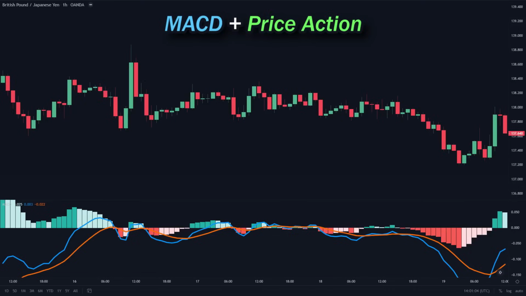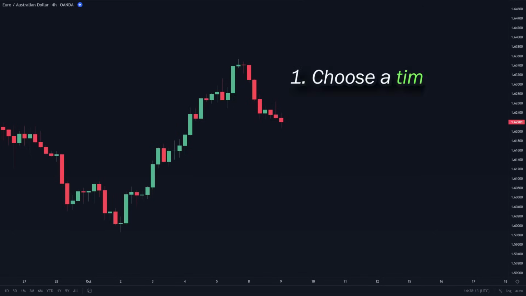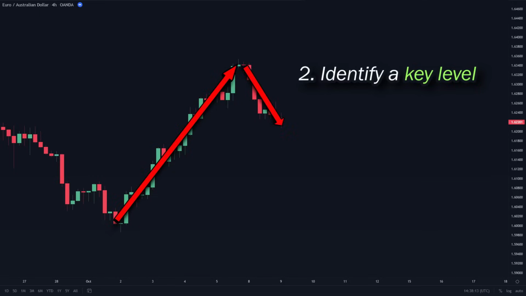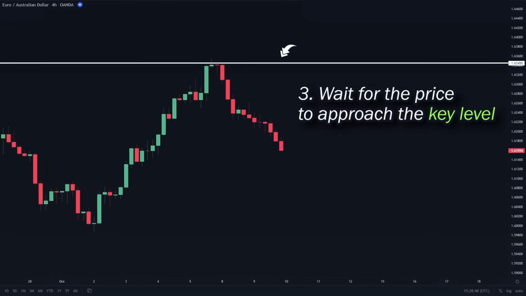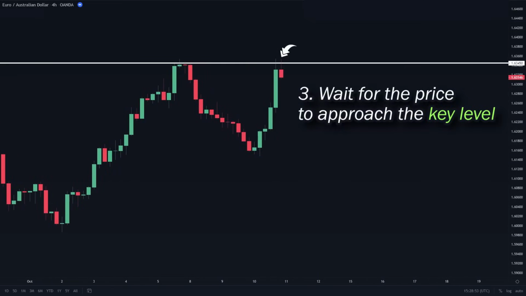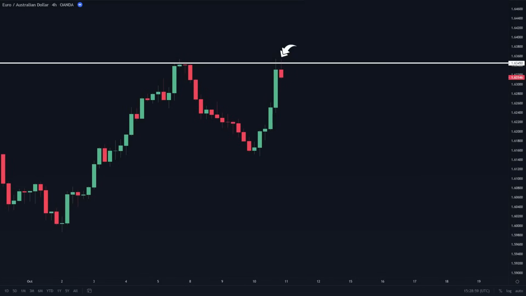So here's how the strategy works. The first step is we need to choose a time frame. In this case, I'm using the 4-hour time frame. Now the next thing you need to do is identify a key level within this time frame. So as you can see, the price went up, hit and reversed downwards. And so we can draw a resistance line up here. The next step is you want to wait for the price to approach the same key level once again. Now once this happens, we are expecting the price to reverse downwards.